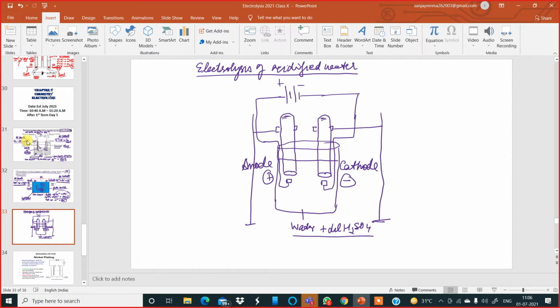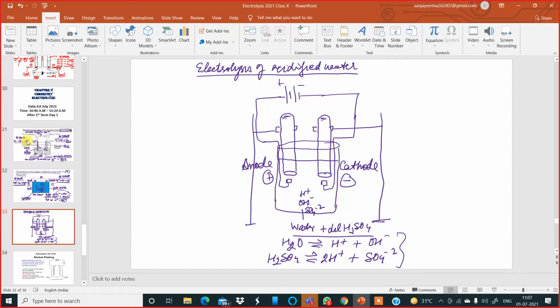Now this acidified water contains dilute sulfuric acid, so the ions present are hydrogen, hydroxyl, and sulfuric acid provides two hydrogen ions and sulfate ions. So these are the ions which you will find in this electrolytic mixture solution. H plus is there, OH minus is there, sulfate is there.